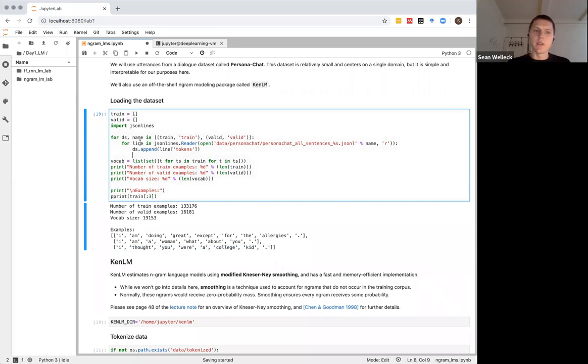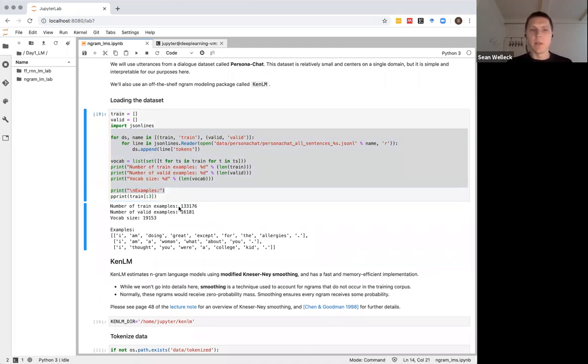And again, I won't step through the exact code of what this is doing. This is just loading the data set. And you can see that now this data set is a bit bigger. So there's 130,000 sequences. And our vocabulary size, so the number of different words, is 19,000. Okay, so before we had 5 training examples and our vocab size was 3 because we had A, B, and C. Now it's 130,000 and 19,000.